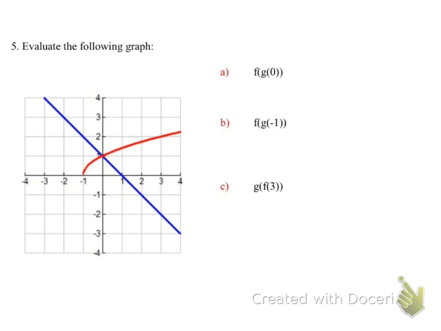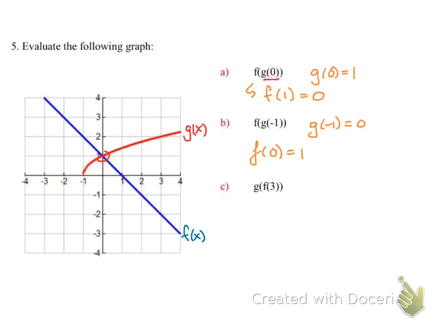All right, let's look at a graph. F at g at 0. So first, let's find g at 0. So first, let's define the red one as g of x and the blue one as f of x. So g at 0 is 1, because when x is 0, y is 1 right there. So f at 1, because g at 0 is 1, we're actually looking at f at g at 0, which means we're looking for f at 1. So that's 0. G at negative 1 is 0, so f at 0 is 1.